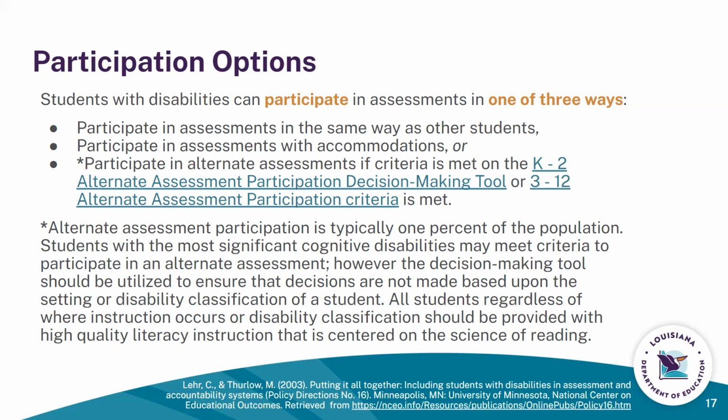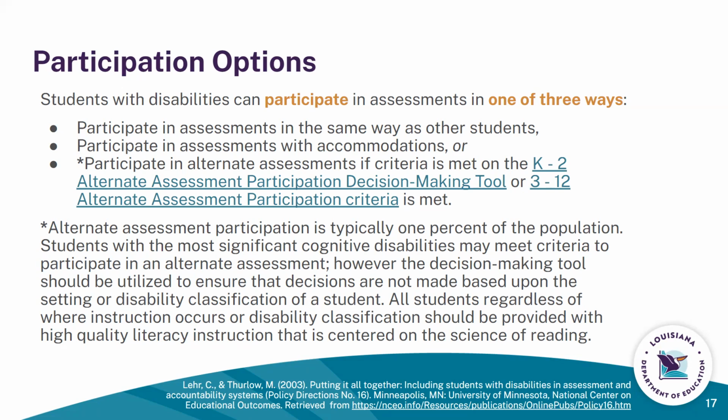Students with disabilities can participate in assessments in one of three ways. They can participate in assessments in the same way as other students participate in assessments with accommodations, or they may participate in alternate assessments if criteria is met on the K-2 alternate assessment participation decision-making tool, or the 3 through 12 alternate assessment participation criteria is met.